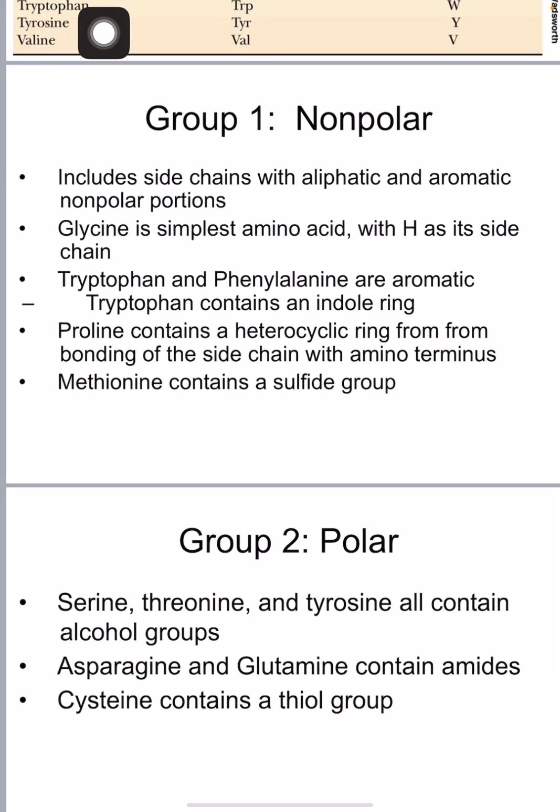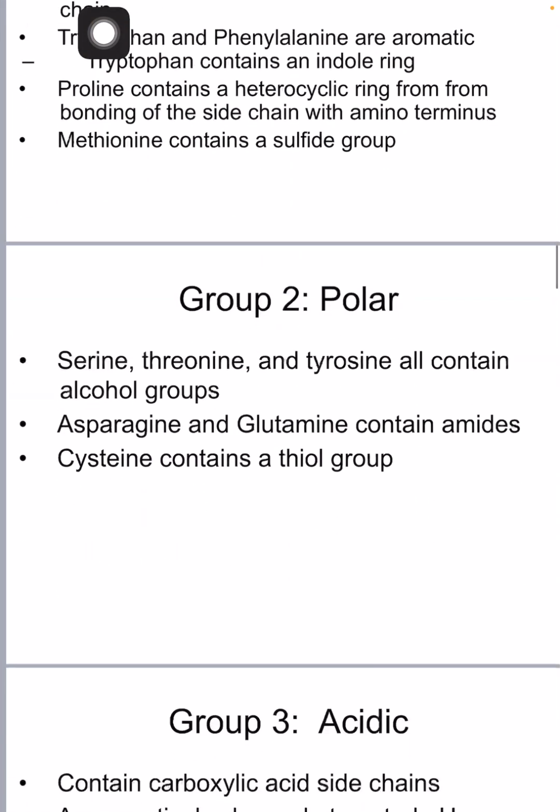All right, going to the polar groups. The alcohol-containing groups, serine, threonine, and tyrosine, they all contain OHs. Asparagine and glutamine, they both contain amides, right? And again, the common thread is here we're starting to really involve nitrogen and oxygen. That's going to create separation of charge, which means the side groups are polar.